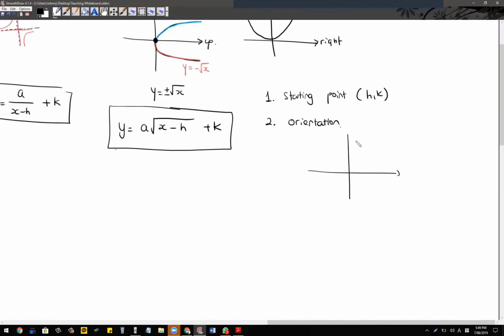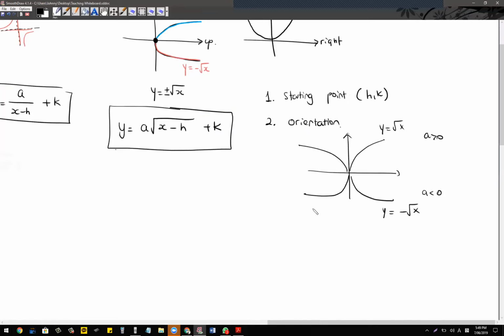We have four orientations. One going like this, one going like that, one going like this, one going like that. This is y equals root of x. This is y equals negative root of x. So if a is positive, you see this one. And when a is negative, it's this one.